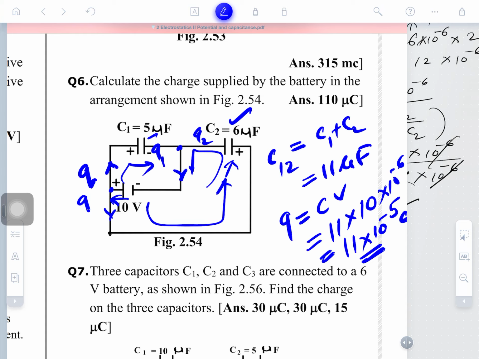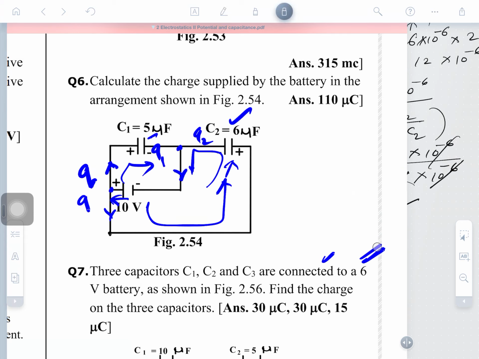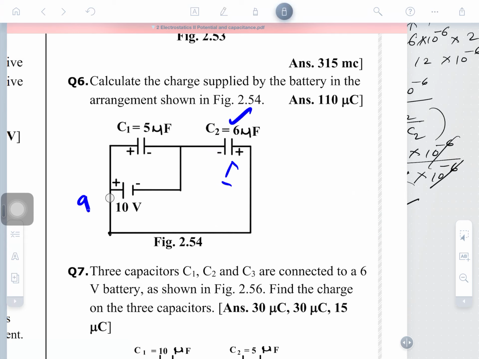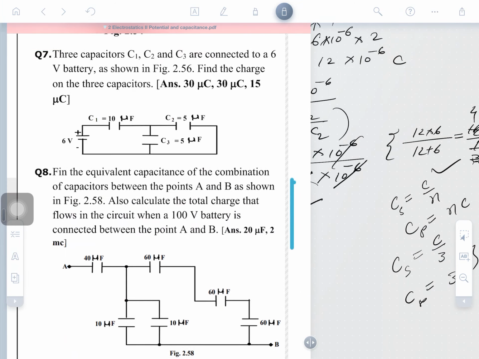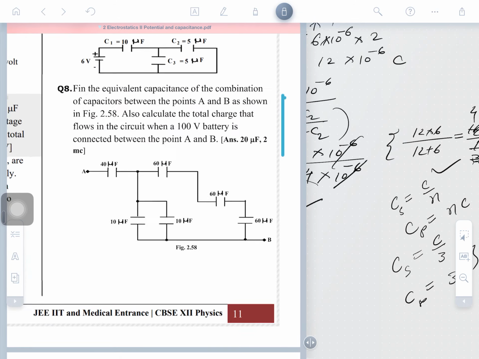If the charge is demanded, it is distributed through these. We are to find out here what? Calculate the charge supplied by the battery. Charge supplied by the battery, as you may see, is 110 microcoulomb. This is the answer. This is clear. So very simple type questions I gave you yesterday. I again want to say, if you solve numerical questions, it will clear your concepts. Is that clear?